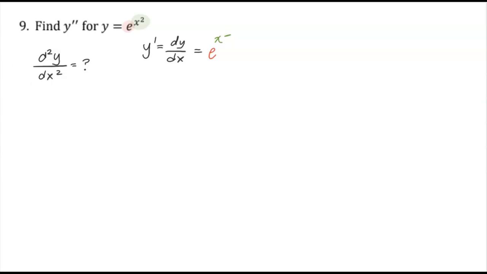Filling in when my pen doesn't work is always annoying. Times the derivative of my inside function. So this is going to be 2x e to the x squared.